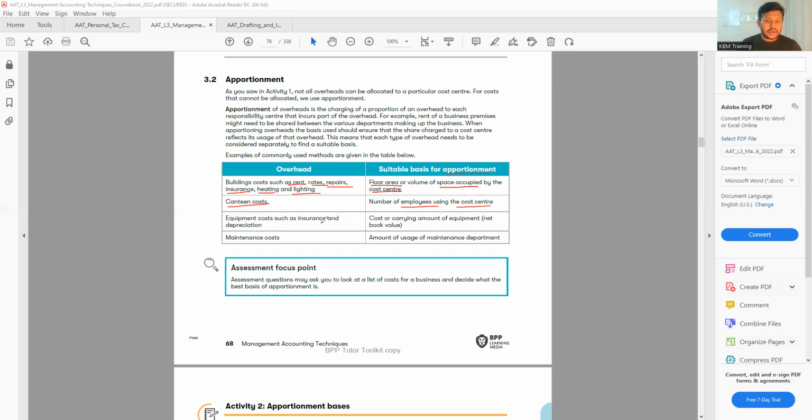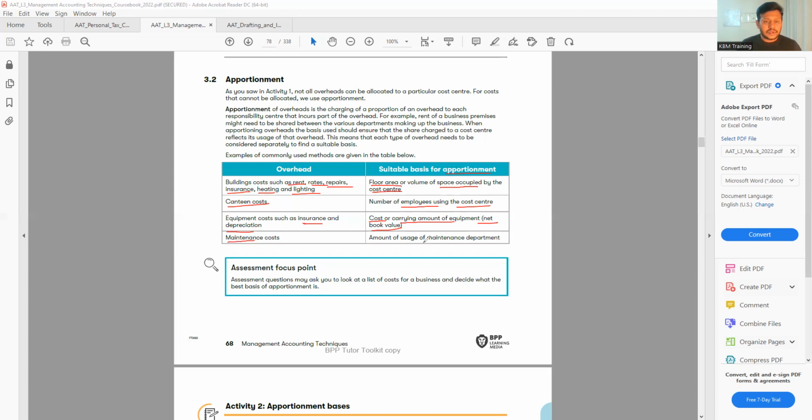Equipment costs such as insurance and depreciation. For example, the equipment cost of machinery, the machinery insurance or depreciation, we're going to use the carrying value of the equipment, or the net book value. Carrying value means cost minus the depreciation. So we need to look at how much the carrying value or book value of the asset was. Based on that, we apportion the machinery cost, or the insurance of the machinery, or the repair of the machinery, or depreciation of the machinery.